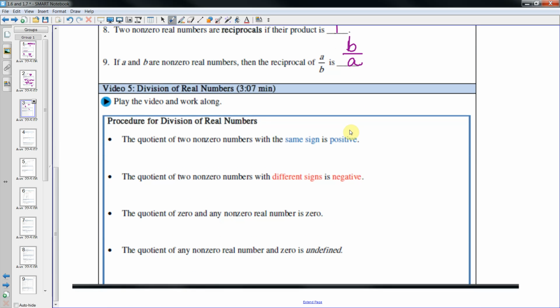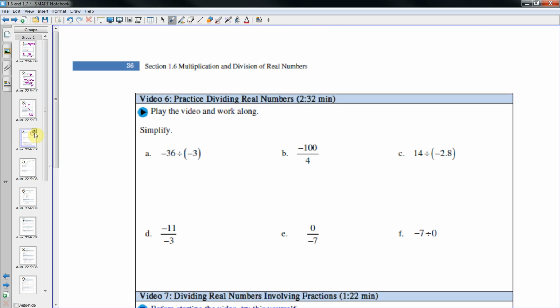Alright, so here's division. Again, we're doing the same rules that we did with multiplication. If you have the same sign, we're going to have a positive answer. If we have different signs, we're going to have a negative answer. The quotient of 0 and any non-zero number, so that means if 0 is on top, that equals 0. The quotient of any real number and 0 is undefined. So if you have 0 on the bottom, undefined. Remember, that's a no-no, to divide by 0. You can have 0 on top, though. Numerator is okay. So let's do some division.